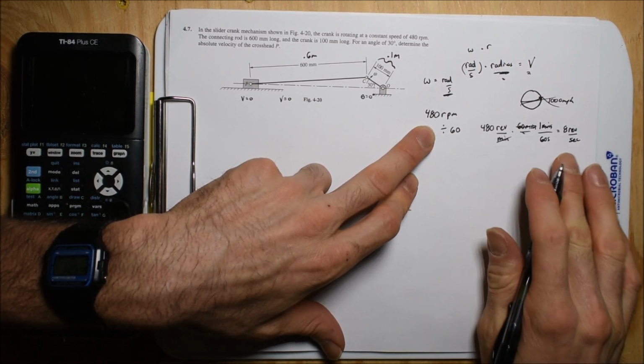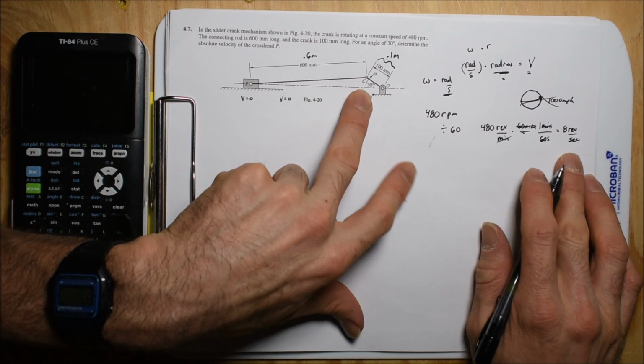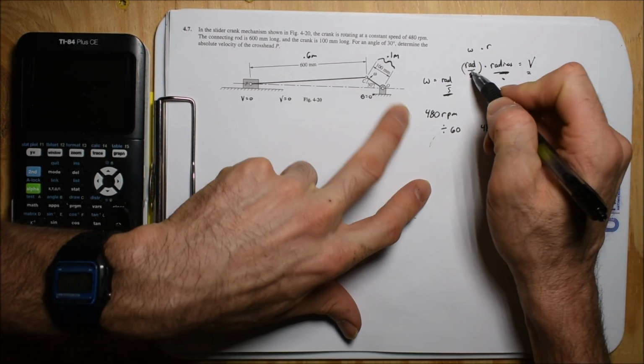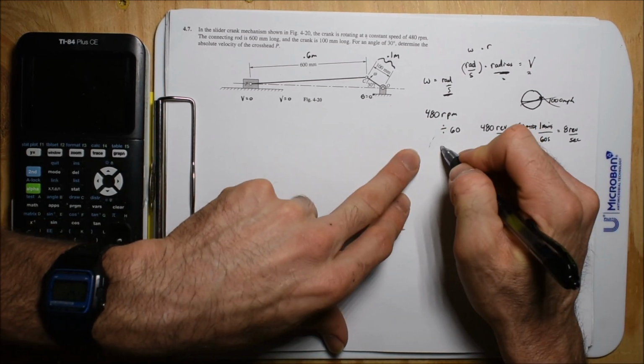Now, is that useful? Does this give us anything useful? Well, we need to know. Like I said, we need to know what the radians per second is. So what the hell is a radian?